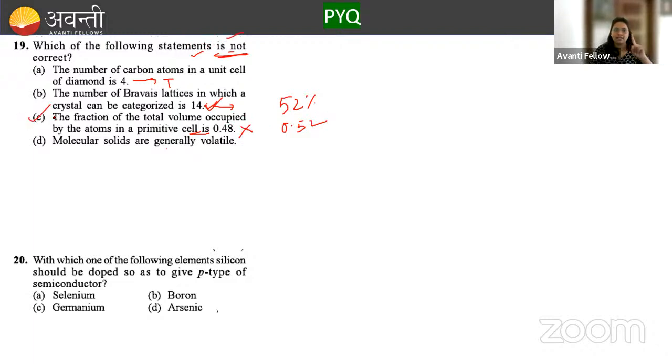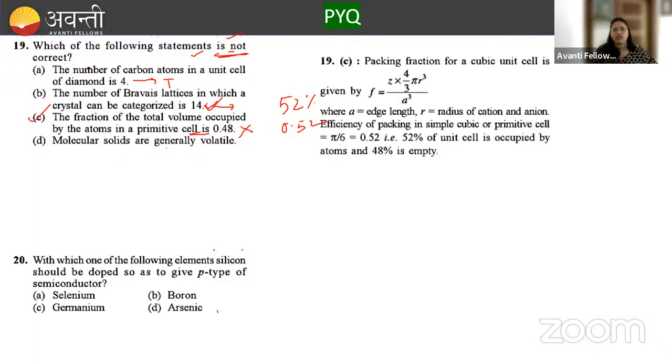सो वही हमको ढूंढना है नॉट करेक्ट, सो हमारा आंसर C बराबर है। Molecular solids are generally volatile, सो दिस इज अगेन ट्रू। Okay, packing fraction of cubic unit cell is like this way we calculate it. Okay, and it is how much? It is 52%, that is 0.52, and the unit cell is occupied by atoms. And how much is the एम्प्टी स्पेस? 0.48। यहाँ पे जो उन्होंने ऑक्यूपाई बोला है ना, अगर ये फ्री स्पेस कहते तो ये बराबर होता स्टेटमेंट, लेकिन यहाँ पे उन्होंने ऑक्यूपाई बोला है, तो ये जो स्टेटमेंट है ये गलत हो गया है। दैट्स व्हाई अवर आंसर इज C, बिकॉज वी नीड टू फाइंड आउट द नॉट करेक्ट स्टेटमेंट, राइट?